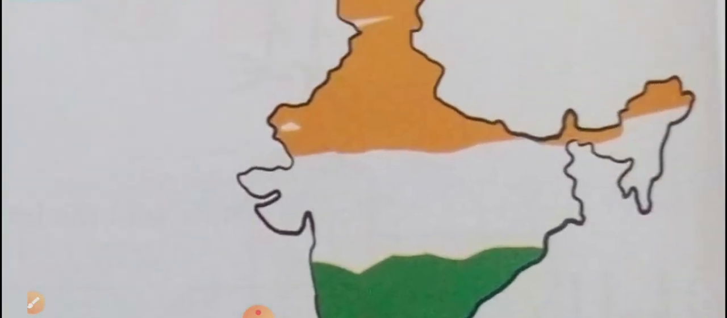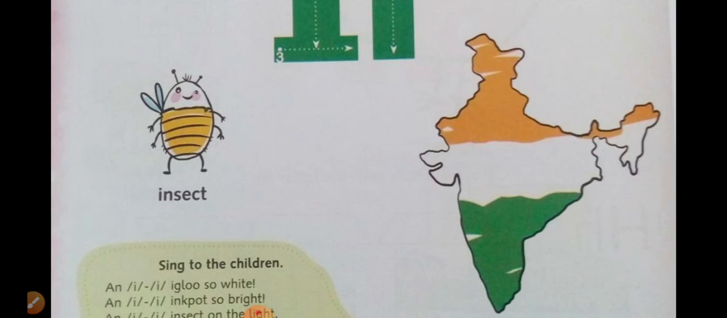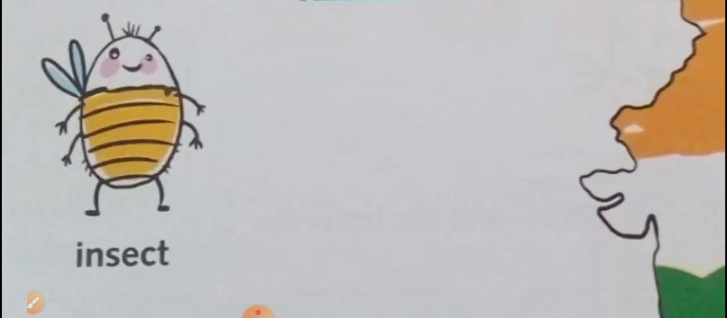Everybody knows what is this. Yes, we have celebrated the birthday of India. You know this? And this is the map of India. See, orange color, white color and green color. Do you remember? Yes, Independence Day. So this is the picture of India. We will celebrate the birthday of India on Independence Day. India.